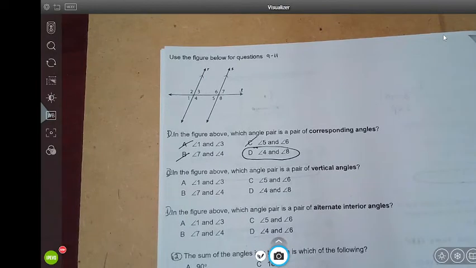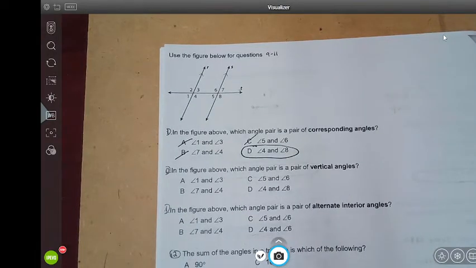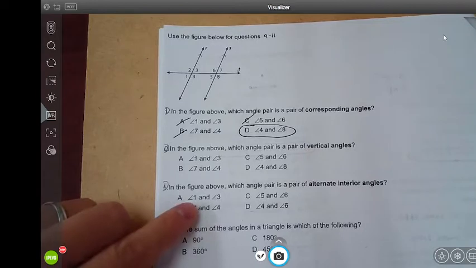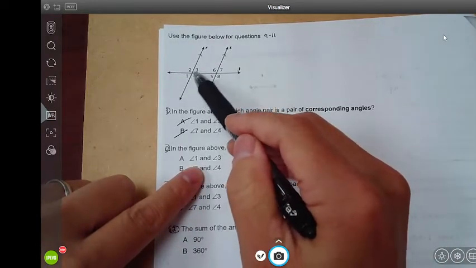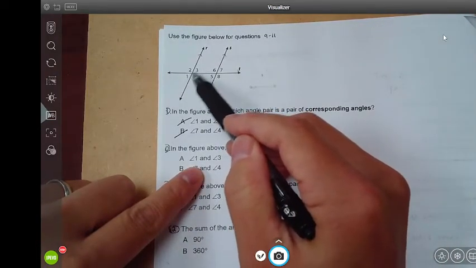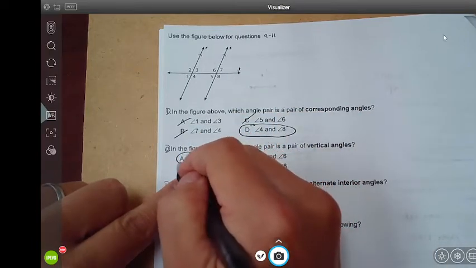All right, which one of the angle pairs is a vertical angle? Well, we said 1 and 3 are vertical angles. Directly across from each other, not sharing a border.